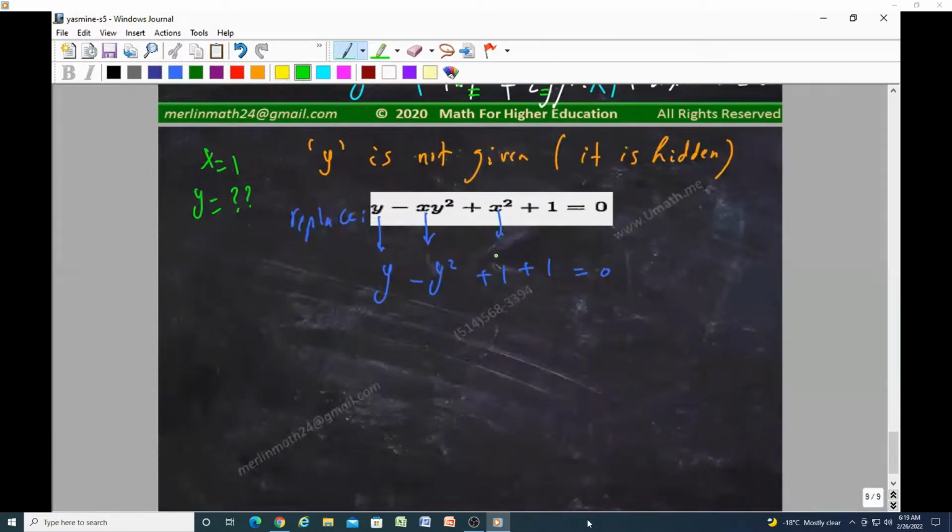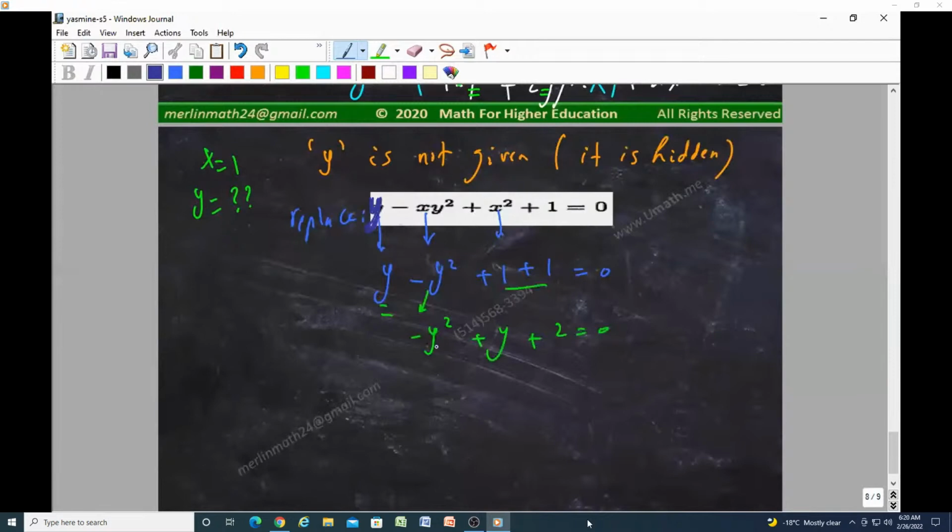Now you know that this is quadratic. You can just put it in order: y squared comes first, then y comes next, and this is plus 2. We are replacing x with 1 in the original equation, which I copied from the top. Okay, now how do you solve it?